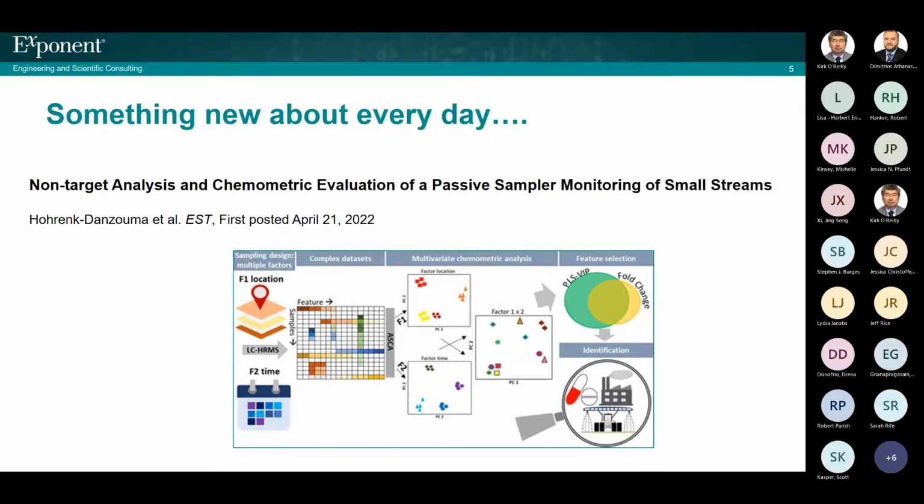And here we have non-targeted analysis of streams. And I like this figure because it shows the whole gamut of issues that we deal with, everything from sampling to analytical. And then when you do analytical, you end up with lots of data per sample. And so there's a lot of multivariate ways we need to evaluate that.